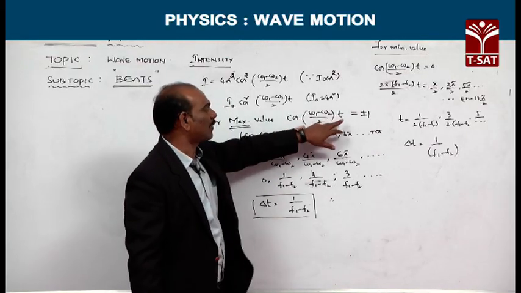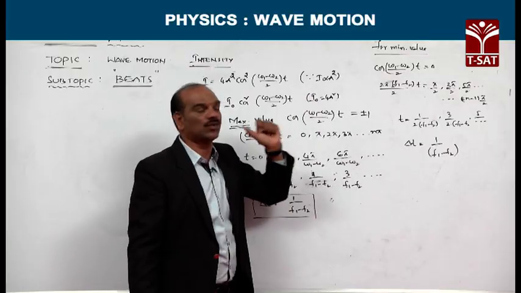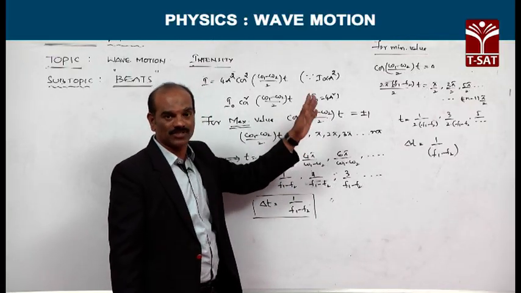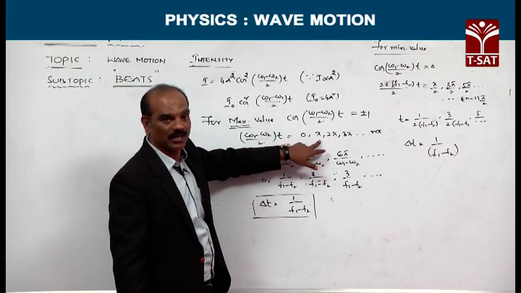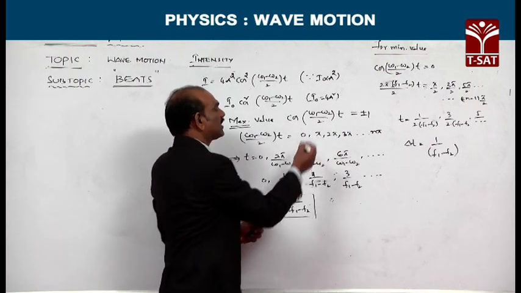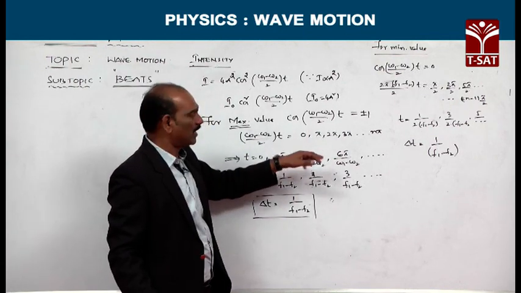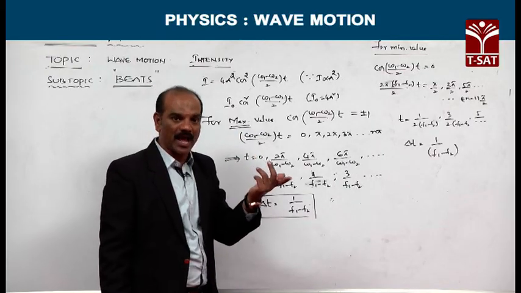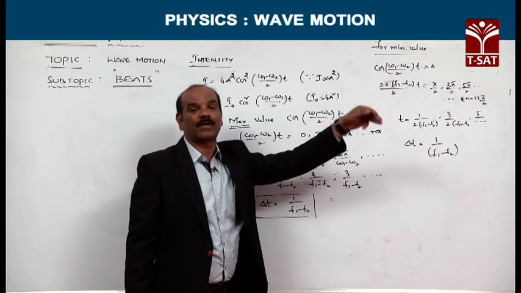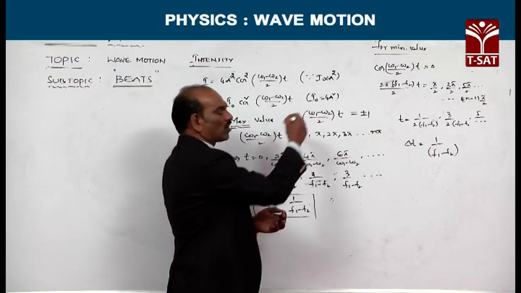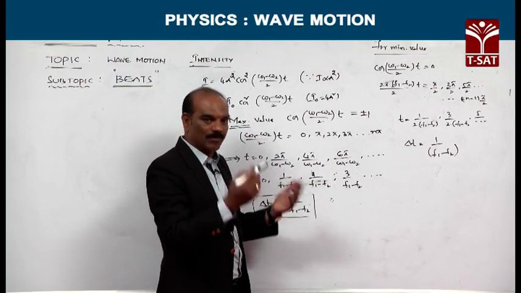So cos of something becomes plus or minus 1 for the values where the argument is 0, because cos 0 is 1. If you have pi, cos pi is minus 1, and minus 1 squared is again plus 1. If you have 2 pi, similarly. Therefore, if (omega1 - omega2)/2 t equals 0, pi, 2 pi, 3 pi, 4 pi, and so on, n pi, then this value becomes plus 1 or minus 1.